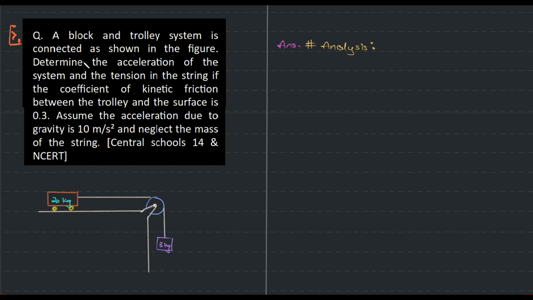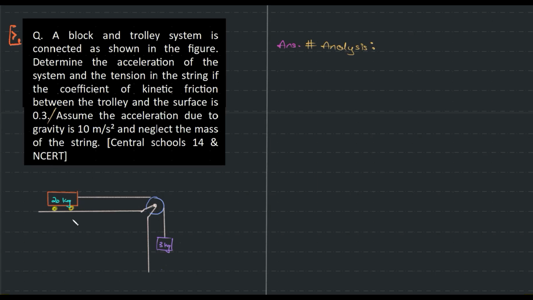A block and a trolley system is connected as shown in the figure. Determine the acceleration of the system and the tension in the string. So obviously, let me explain. The coefficient of kinetic friction between the trolley and the surface is 0.3.